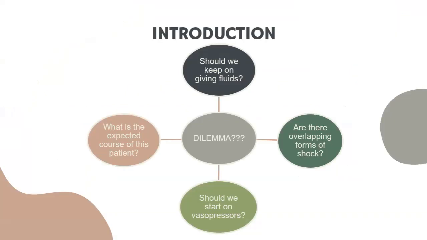So what are the dilemmas that we face in our ED when a patient comes in? When the patient comes in hypotensive, we don't know what's wrong with the patient. Are there overlapping forms of shock? Should we start vasopressors? What is the expected cause? Should we keep on giving fluids? So how do we answer all these questions? First of all, the most important part is, of course, your history taking and your clinical examination. That goes hand in hand with your ultrasound maneuvers later on.